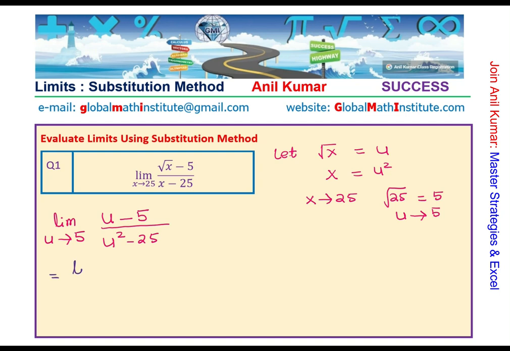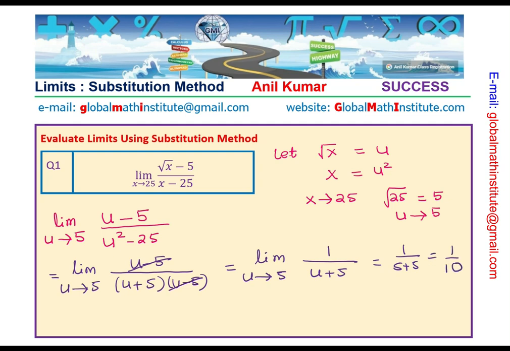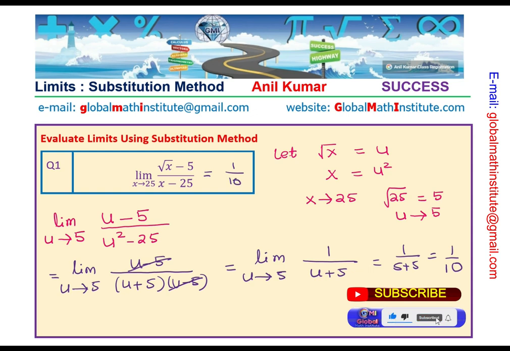So this is equal to the limit as u approaches 5, with u minus 5 in the numerator. Using the difference of squares, we could factor the denominator as u plus 5 times u minus 5. U minus 5 cancels, and so we have the limit as u approaches 5 of 1 over u plus 5. Substituting 5, we get 1 over 5 plus 5, which is 1 over 10 as the answer for this particular question. So we know that the limit of this function is equal to 1 over 10 as x approaches 25. Makes sense, right? So that was a very simple substitution.